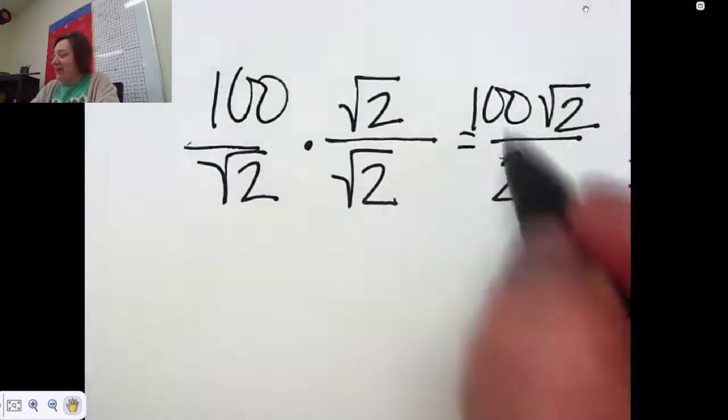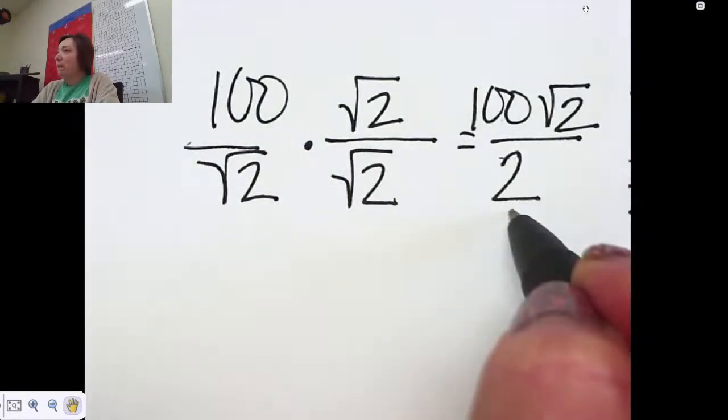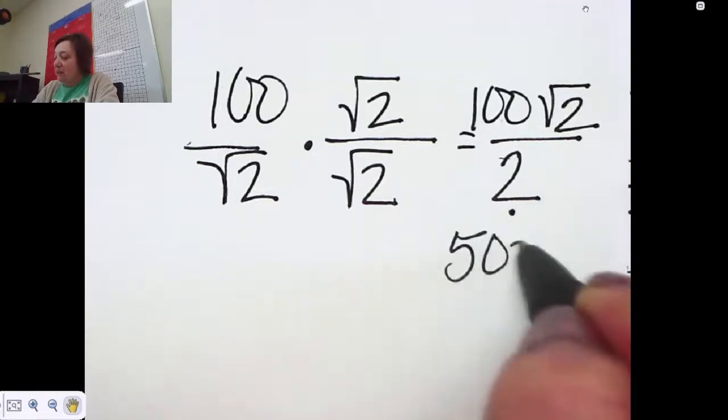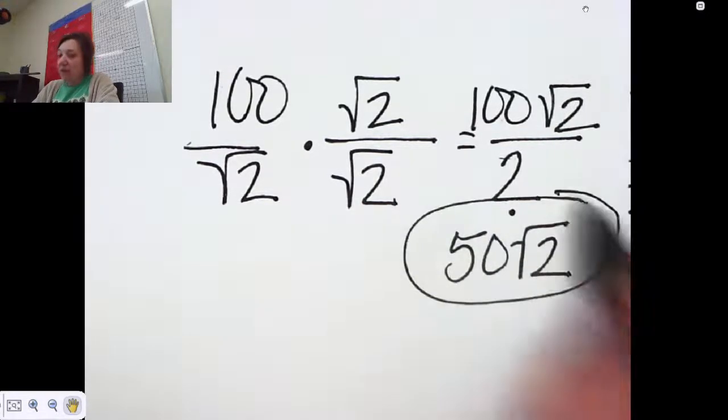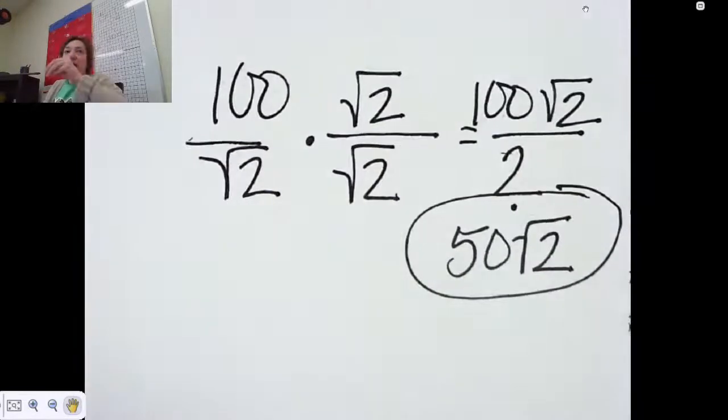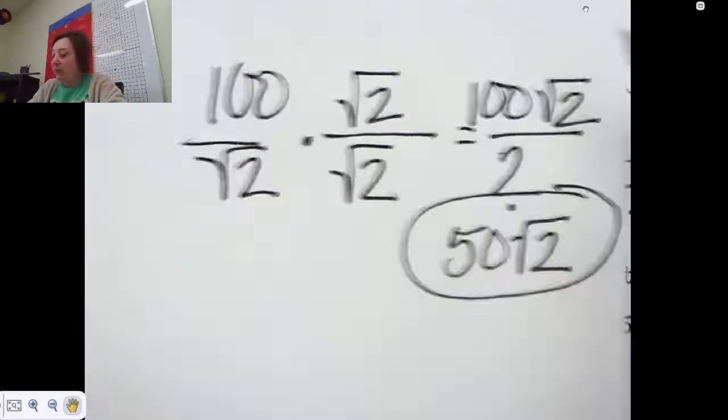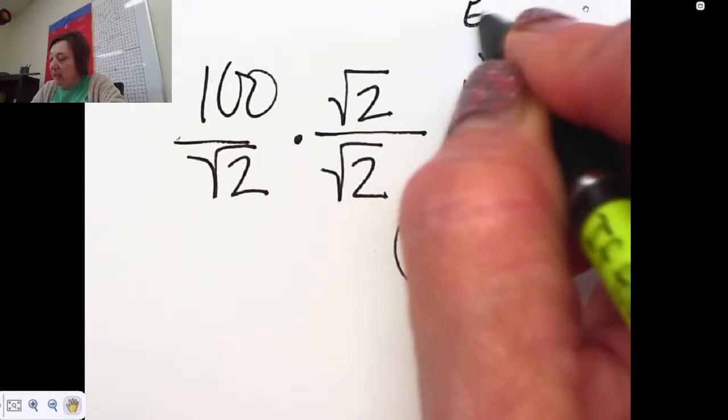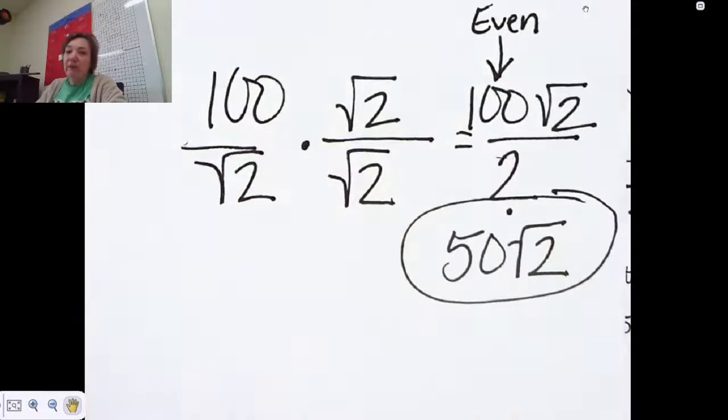So what is 100 divided by 2? So this is simplified 50 square roots of 2. We can just divide that 100 by the 2. If this number right here is an even number, then we'll divide by the 2. If it's an odd number, we'll leave it as a fraction.